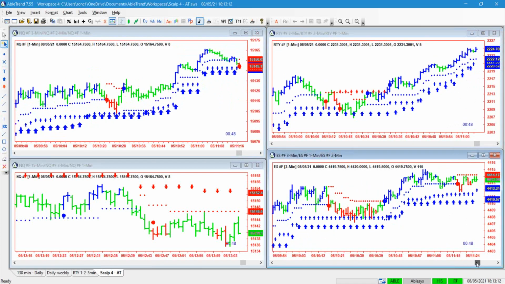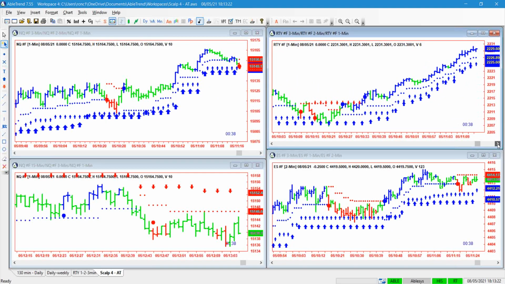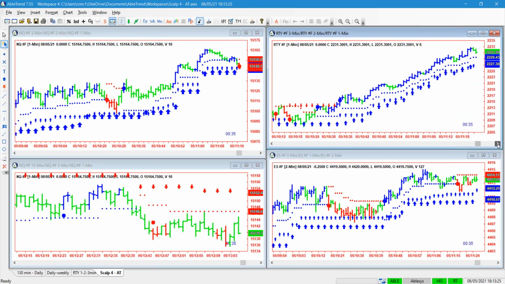NASDAQ is on its way up. S&P, but don't matter, actually. Once you're in the trade, it doesn't matter what the other markets are doing. We just let AbleTrend signals take us out. Look at this. Keep going. AbleTrend kept us in this the whole time.